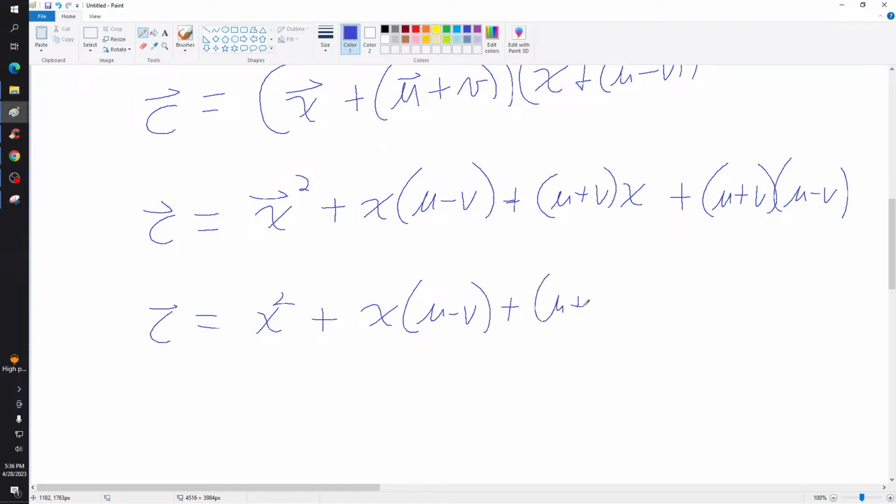Plus U plus Vx. But this one will pound out. You get U squared minus UV plus VU minus V squared. This minus V squared is going to be critical in a moment.